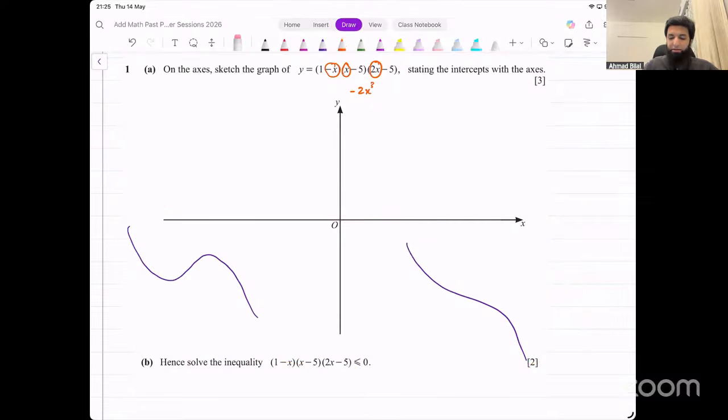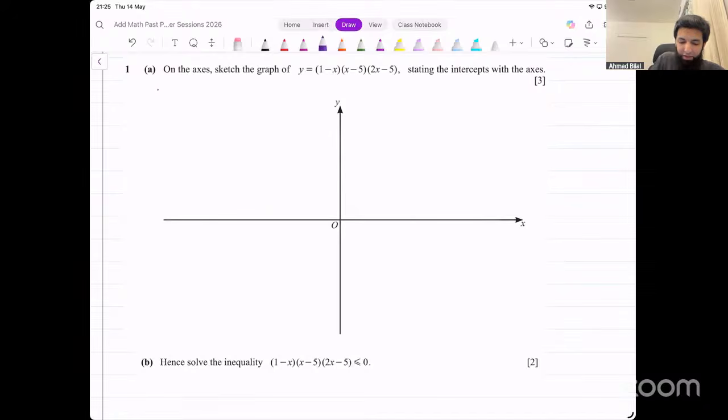Now, what are the intercepts? If you put y equal to 0, what are the values of x that you get? You get x equals 1 from the first factor, you get x equals 5 from the second factor, and x equals 5 over 2 from the third factor. These are going to be the x-intercepts of the graph. And then what about the y-intercept?